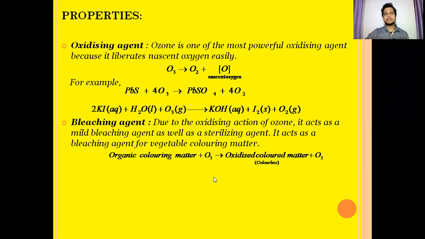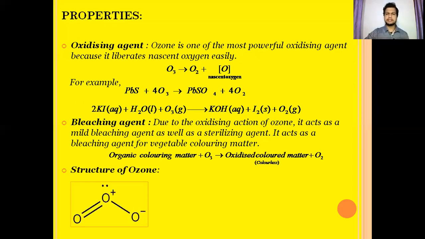So in general, all oxidizing and reducing agents act as bleaching agents. But it may happen that some are permanent bleaching agents and some may be temporary bleaching agents. So that depends. Then coming to the structure of ozone.